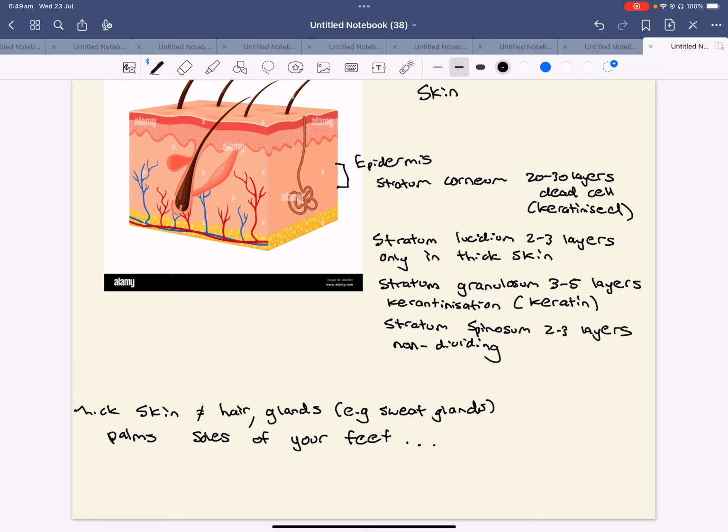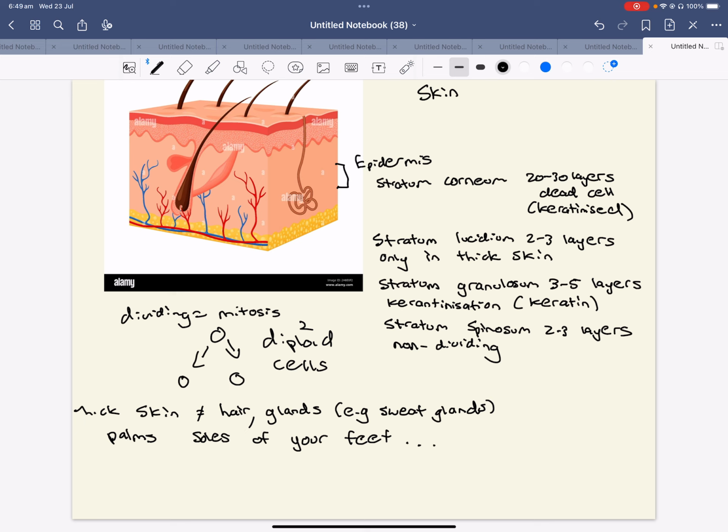Dividing means mitosis. So let's say dividing equals mitosis. Okay, mitosis forms 2 identical diploid cells. Okay, 2 to 3 layers of non-dividing cells.